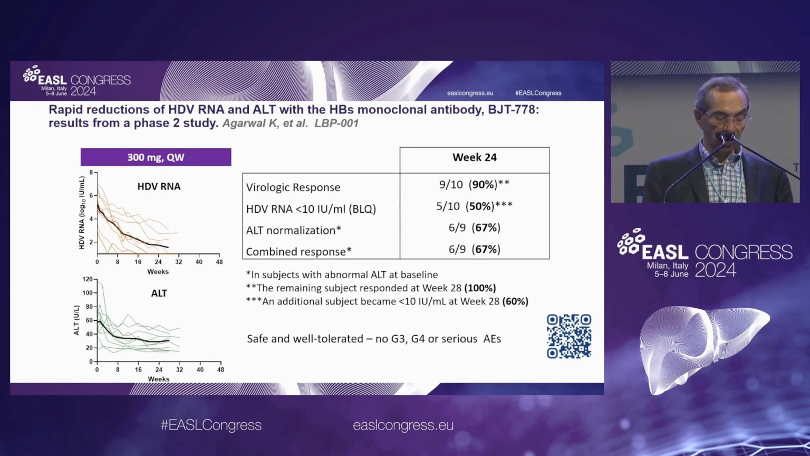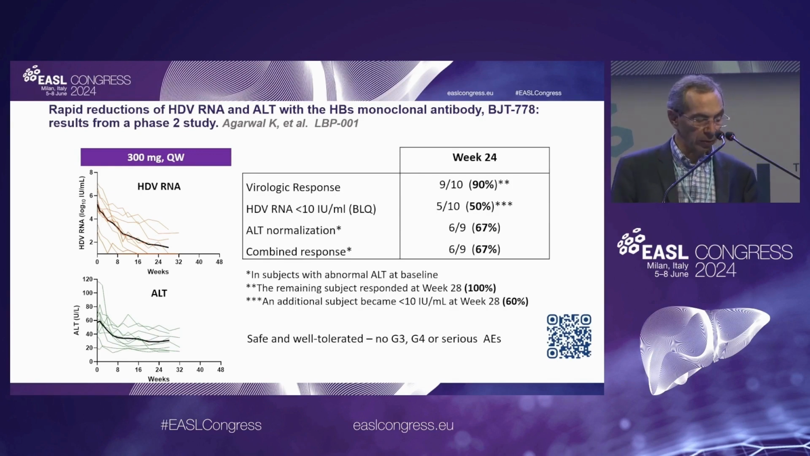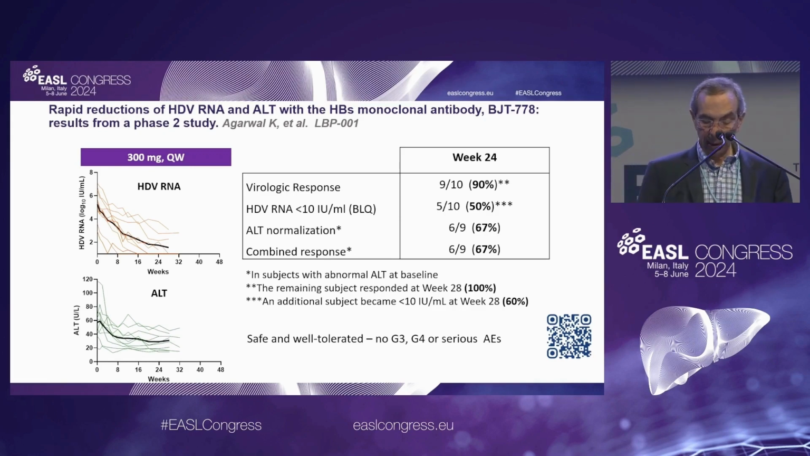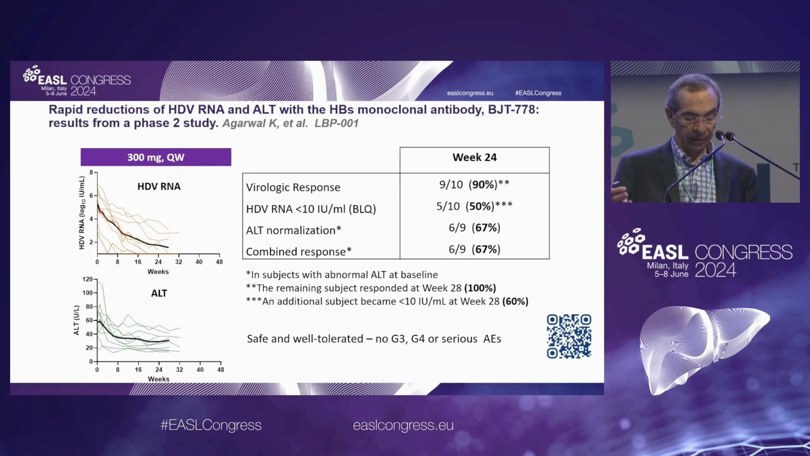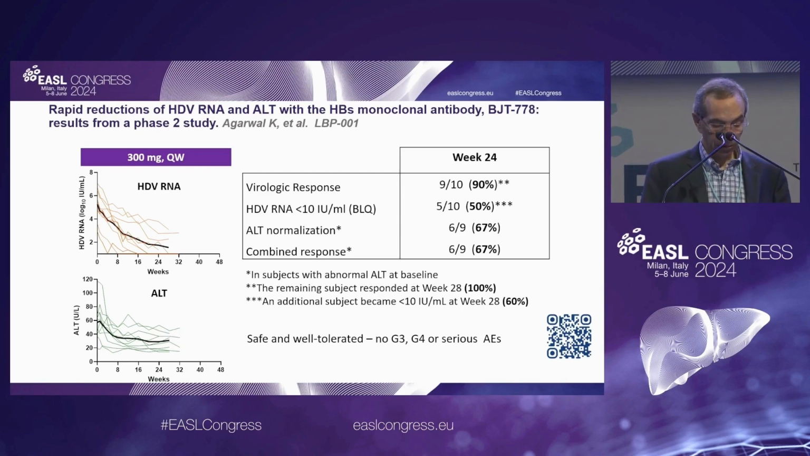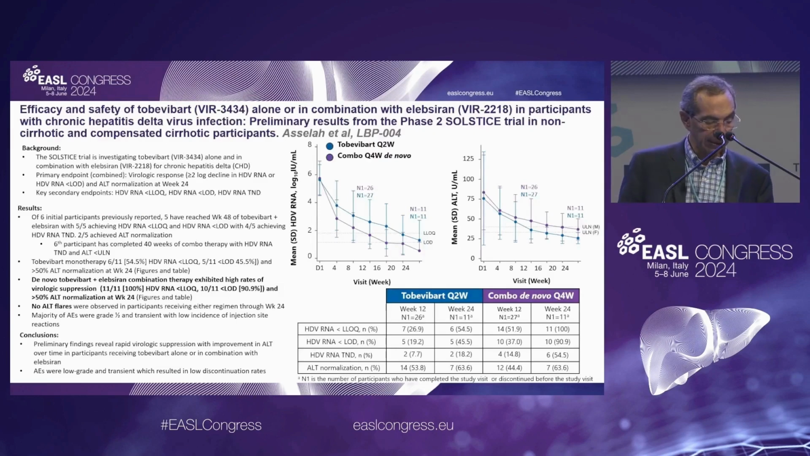There was also an important study using an HBsAg monoclonal antibody, BGT-778, presented by Dr. Agarwal, a phase 2 study showing that 24 weeks of administration resulted in virologic response in 90% of the patients and HDV RNA below 10 IU/mL in 50% of the patients. So this is providing promising results to treat chronic hepatitis Delta.